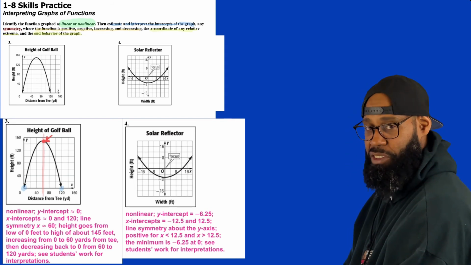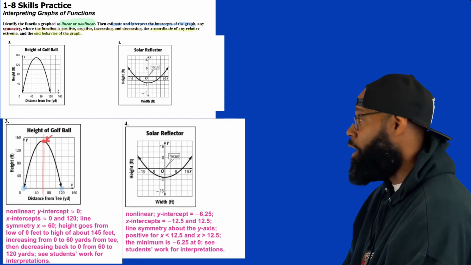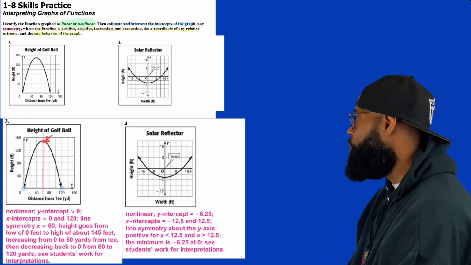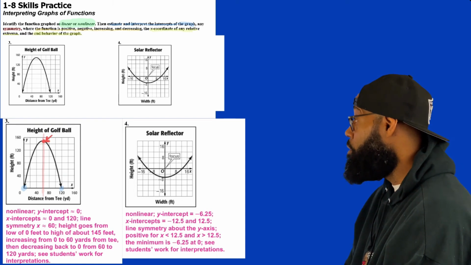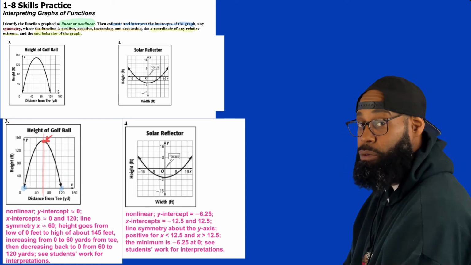Non-linear, I forgot to mention that. That is not a straight line. It is curving, right? So it's not linear. We do have a y-intercept approximately 0. Doesn't say exactly, doesn't say equal, approximately, right?